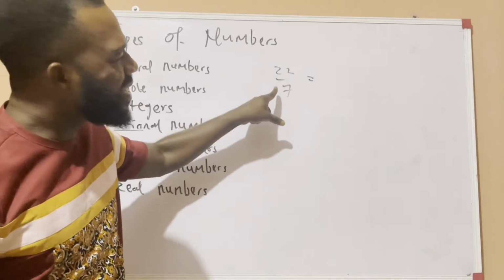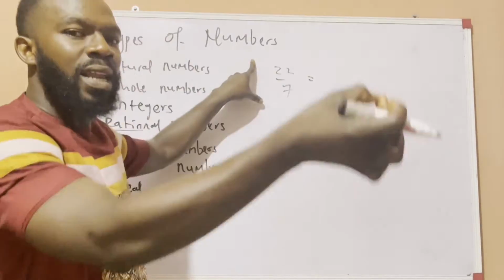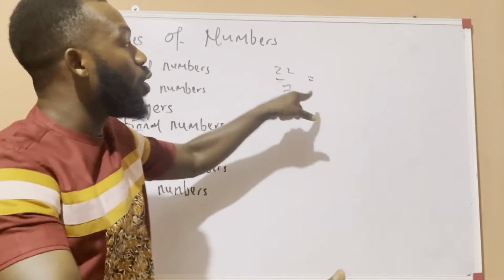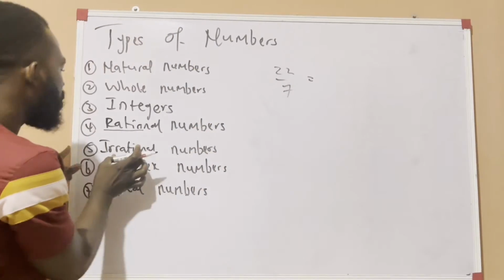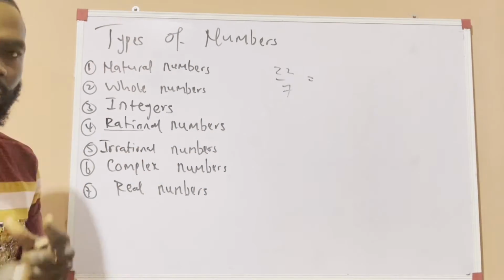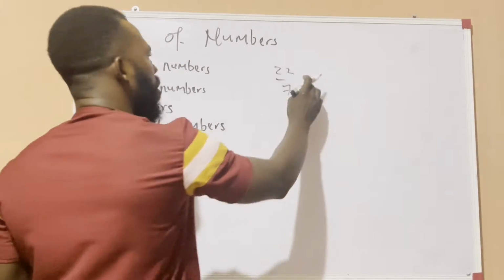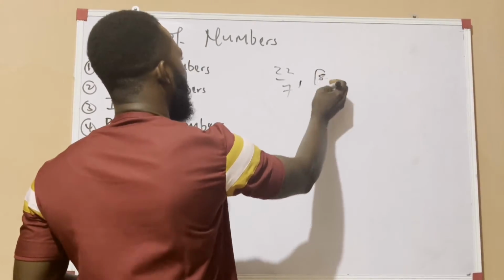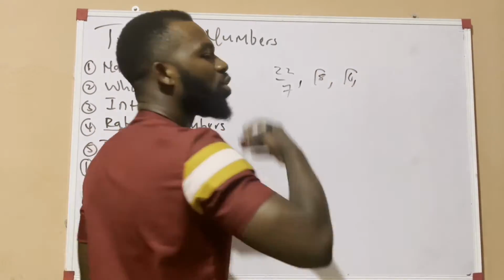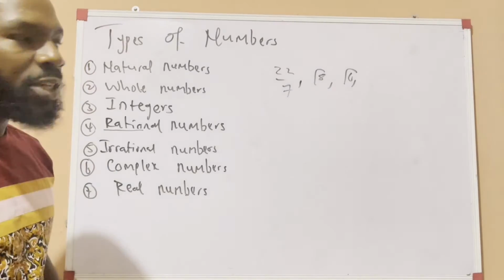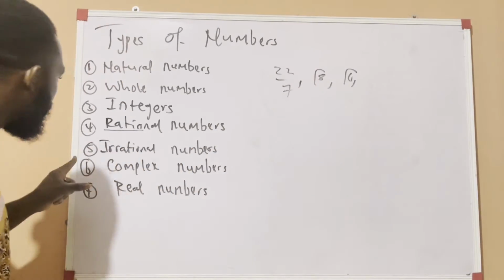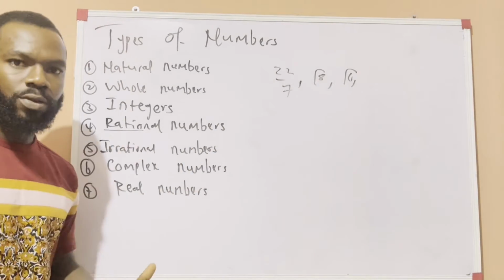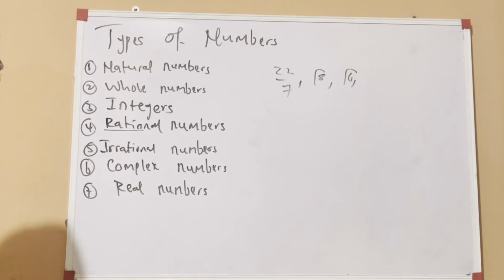So because this does not have a terminal end part of the recurring decimals, it falls under the category of irrational numbers. Another example of irrational numbers include root 8 and root 6; they cannot be written in the form of a fraction. Alright, so those are irrational numbers.